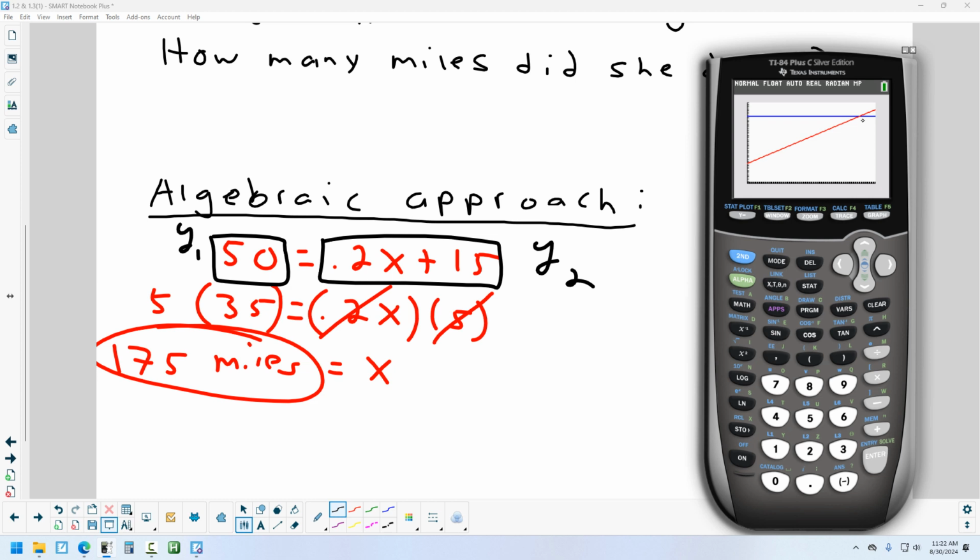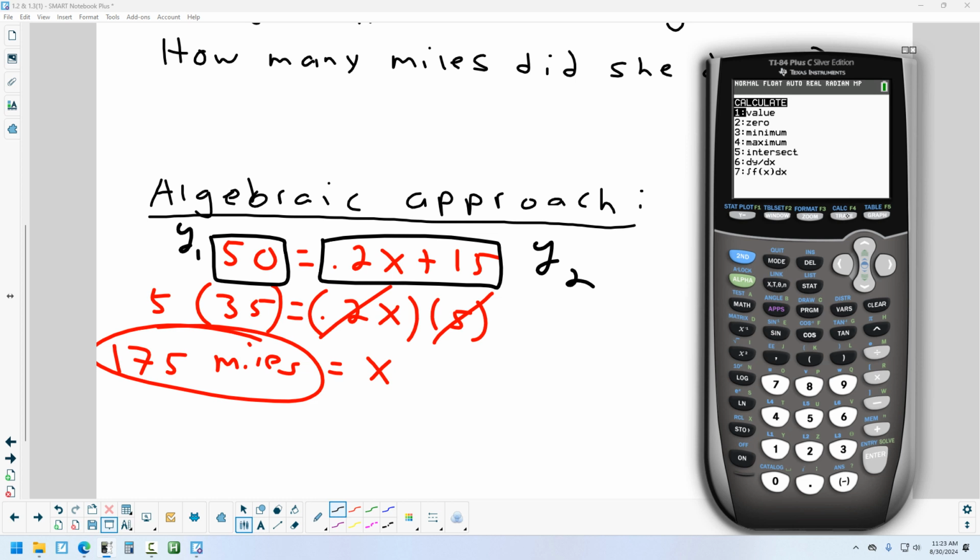Okay, so if you press trace, you can move your cursor until you get closer, and it's giving you the coordinates at the bottom. So you can estimate it, but we don't want to estimate it. We want to get an exact answer. So to figure out where these cross exactly, you're going to press second, and then you're going to press calc. It's the button right above the word trace.